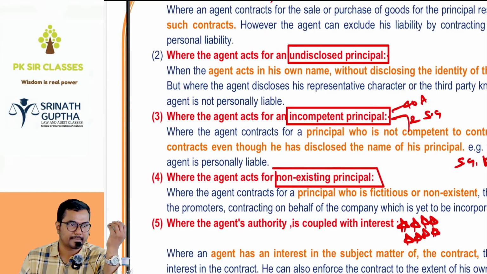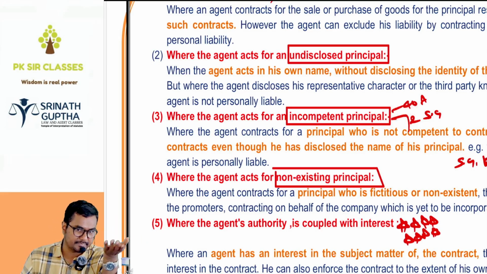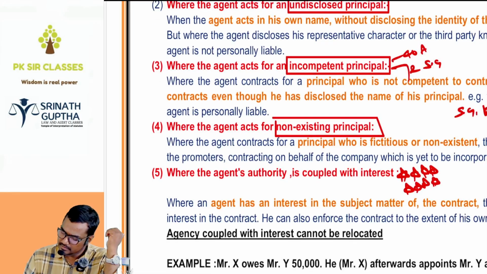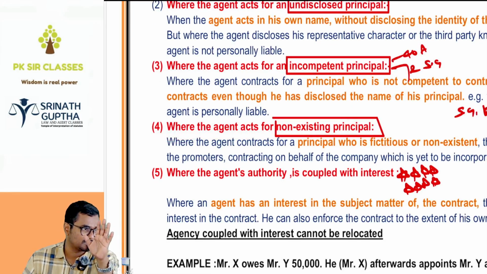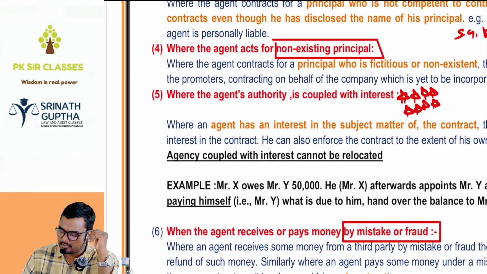Where the agent is acting for an incompetent principal, the principal is a minor, insane, or insolvent, then the agent is personally liable because there is no agency at all. Because the principal must be competent to enter into a contract. Where the agent is acting for a non-existing principal, the principal is not there first of all. So he is doing fraud because the principal is not there. Then who is entering into the contract? The agent. Agent is liable.